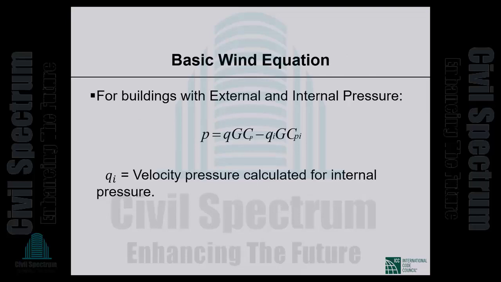Yeah. So when you bring the internal pressure into the picture, the basic equation p = q G C_p becomes what you see on the screen. Now you say p, the pressure on a wall of a building, is the external pressure minus the internal pressure. The q_i is velocity pressure calculated for internal pressure. Most of the time, q_i can be taken equal to q_h.